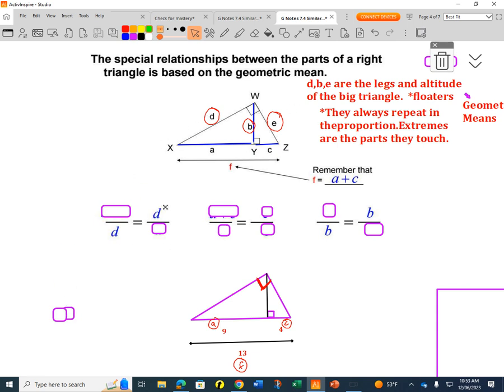They always go bottom left, top left. So the extremes for this proportion are going to be this part of the hypotenuse that D touches, but it's also going to be that whole length of the hypotenuse, and that would be the A plus the C. We could call it F, but we're going to be more descriptive. So A plus C.